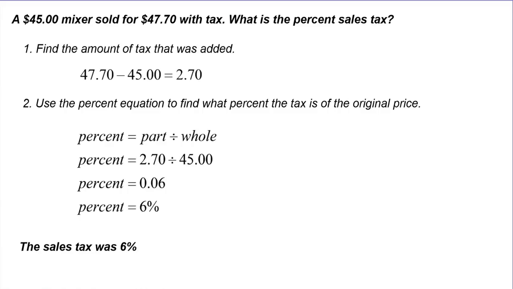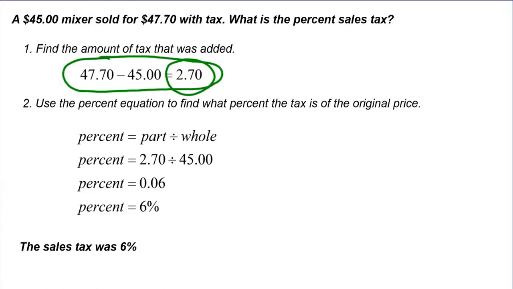So here the percent is missing. So the first thing we need to do is find the part. How much was the tax? To find out how much the tax was, we have to find the amount of tax that was added on. So the $45 was the original cost, and then after tax it was $47.70. So if I just subtract these numbers, that's going to tell me how much tax was added on. So here I know that the amount of money that the tax was $2.70. So now I want to know, well, $2.70 is what percent of 45, the original price?